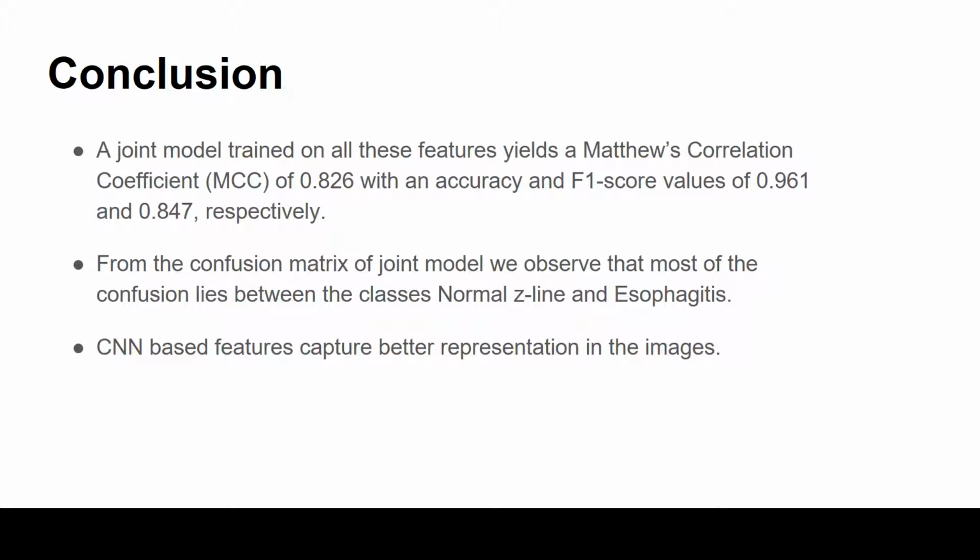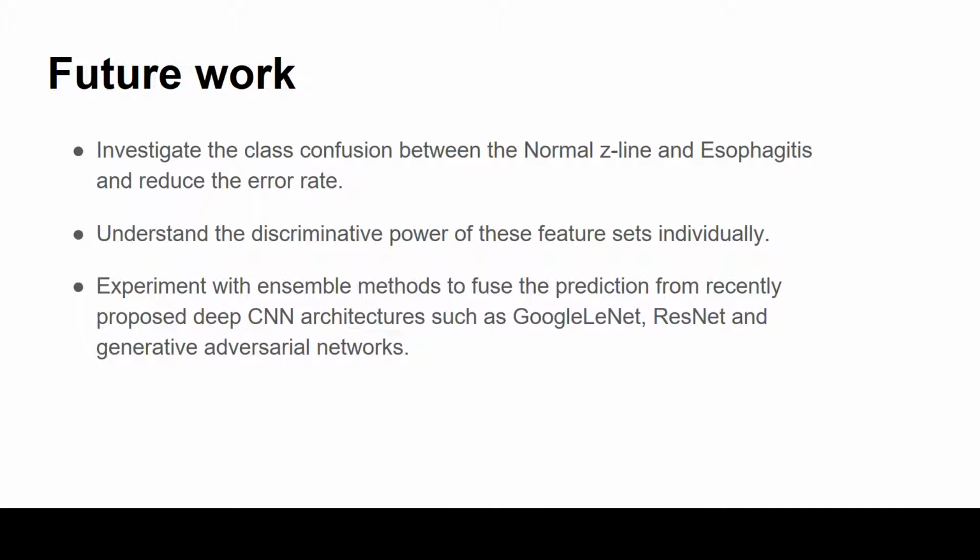So in conclusion, we show a model which obtains a Matthews correlation coefficient of 82.6%, and specifically we observe a lot of confusion between two classes that we aim to investigate. The future work would involve, as I mentioned, reducing the confusion between the two classes. We also want to understand the discriminative power of the feature sets individually and what they contribute towards the final model. And we'd also like to use more recent models like GoogleNet and ResNet, and even GANs to further improve our results.